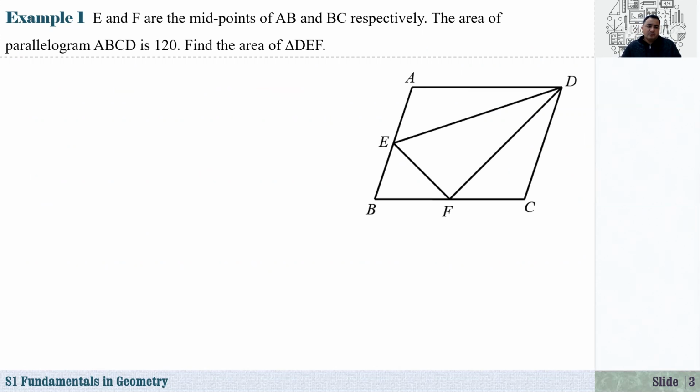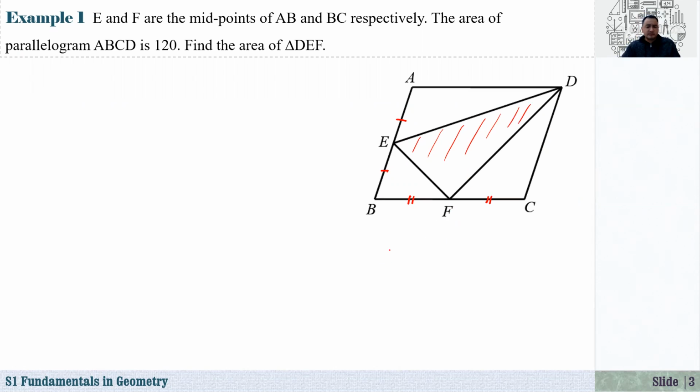In this first example, E and F are the midpoints of AB and BC. As you look at this figure, E and F are midpoints, so AE is equal to EB, and F is also the midpoint of BC, so BF is equal to FC. The area of parallelogram ABCD is 120 units squared. What is the area of DEF? So we need to find the area of the shaded region.